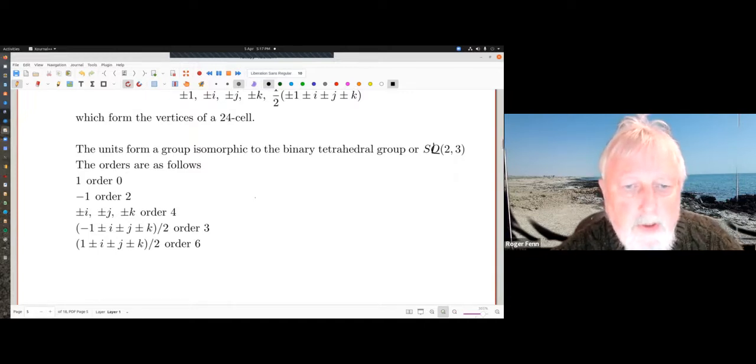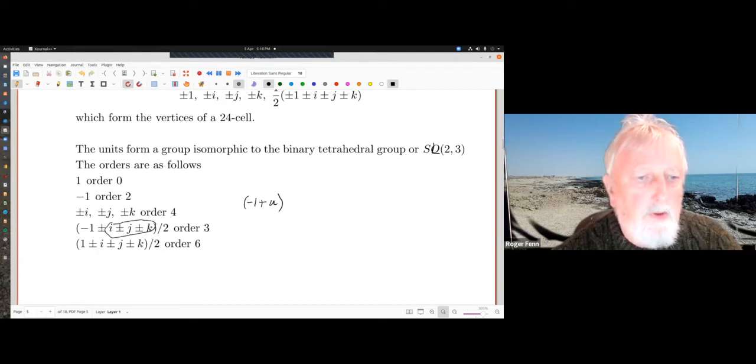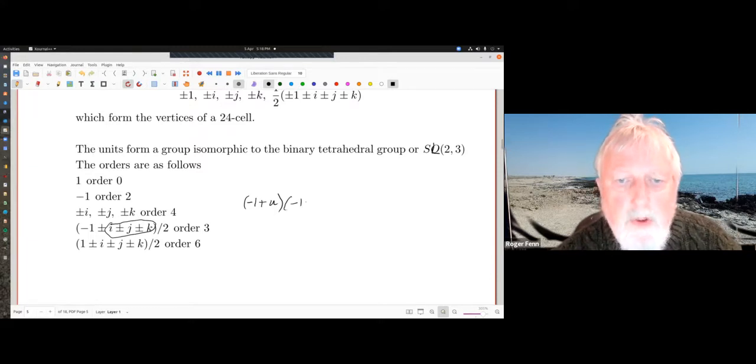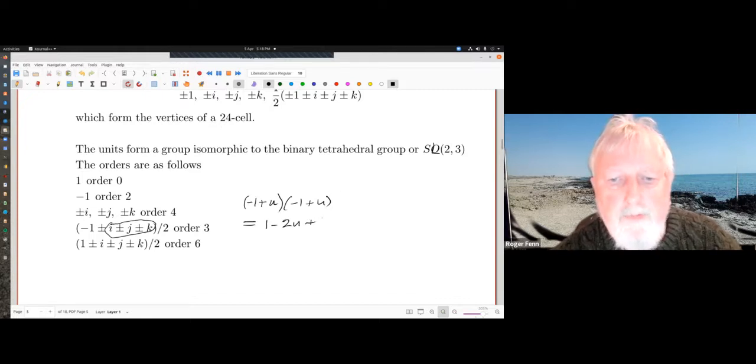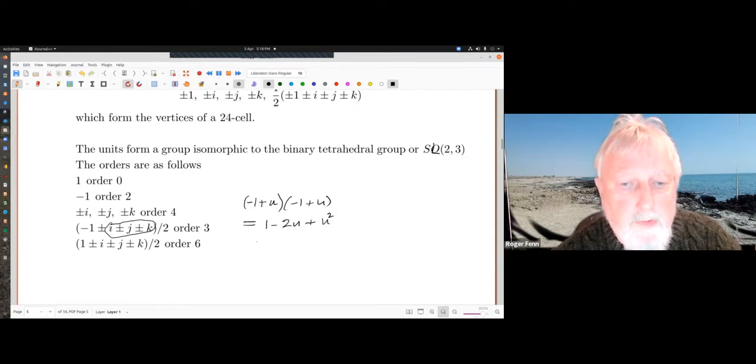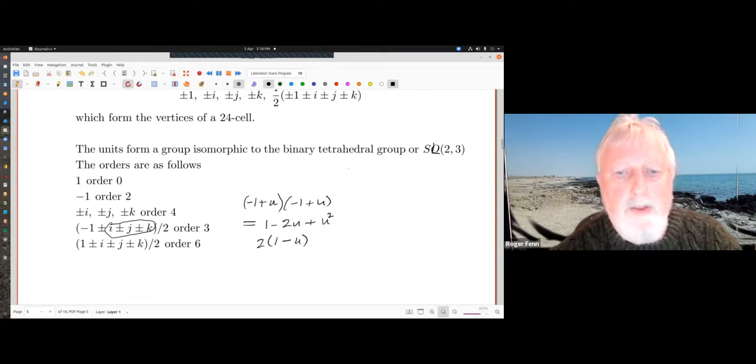But if you write, say, minus 1 plus u, and you want to square it, u now is going to be the spatial part of the quaternion. So if I multiply that by minus 1 plus u, I get 1 minus 2u plus u squared, but u squared is 1, because u squared is the same as u dot u, and u dot u is 1.